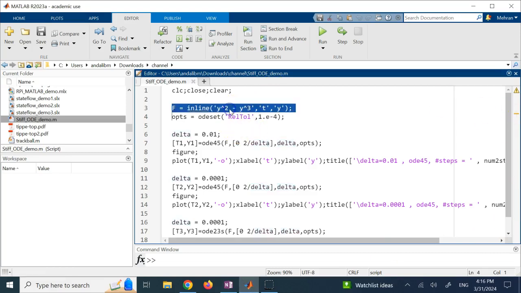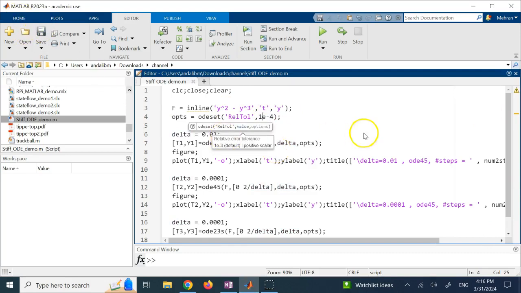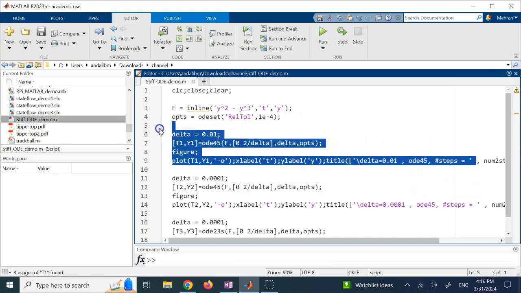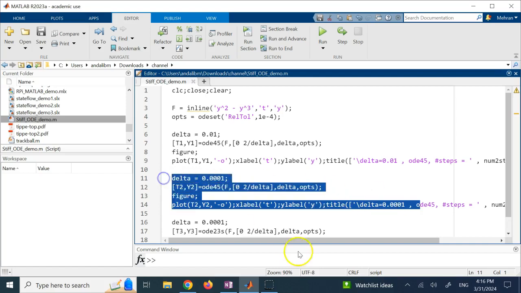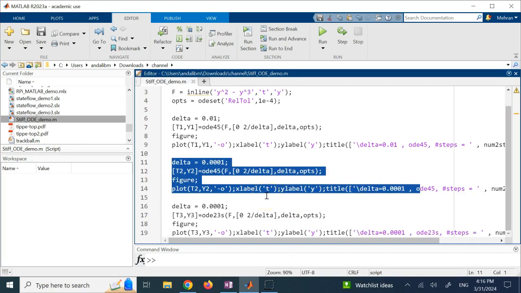So this is my inline function. I'm using a relative tolerance of 1e negative 4. And then here I show you that if the delta parameter is not very small, the ODE is not really that stiff. So I solve it one time with a delta of 10 to the negative 2, and it's not going to be a ton of steps. But if I reduce the step time, and that makes the whole simulation time span large, now you start to see a lot of steps taken.